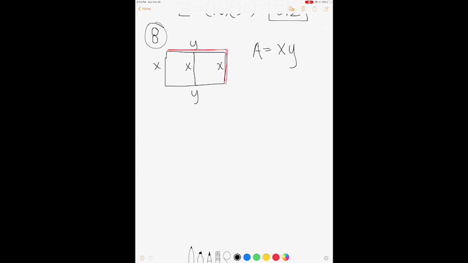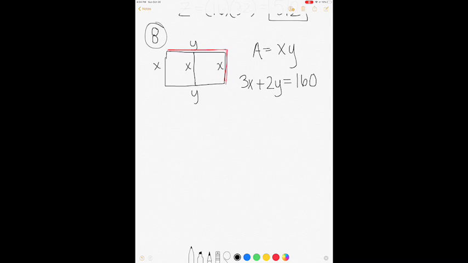That's the total area. The amount of fencing is going to be X plus X plus X, and Y plus Y. And the amount of fencing we have is 160 feet. And we are trying to maximize the area.